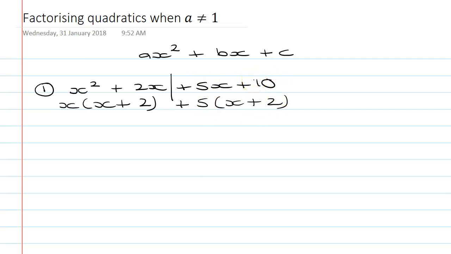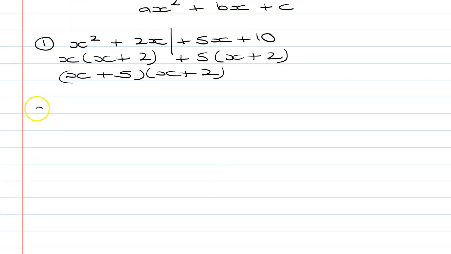Now what we see here is that both terms now have a factor of x plus 2. So this term is multiplied by x plus 2 and this term is multiplied by x plus 2. So both the x and the 5 are multiplied by x plus 2. So I write x plus 5 multiplied by x plus 2. Now that is what we call factorizing by grouping pairs. All right, let me just do another one just to help with the skill that we'll need for the next part.